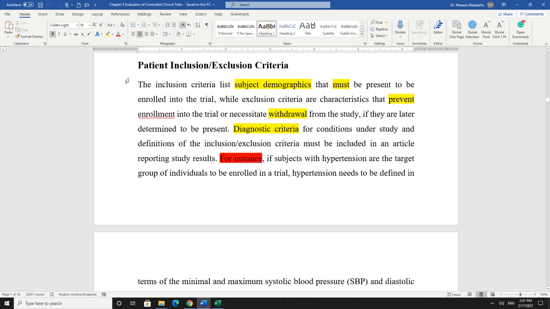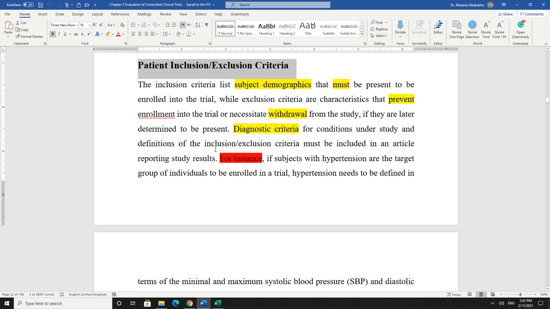Today we are going to start with patient inclusion and exclusion criteria. Now, this is determined prior to recruitment. Meaning, before you recruit your subjects, you must list the criteria that should be present in your subjects in order to get in, and also you should list the criteria that prevent them from enrollment into the study.